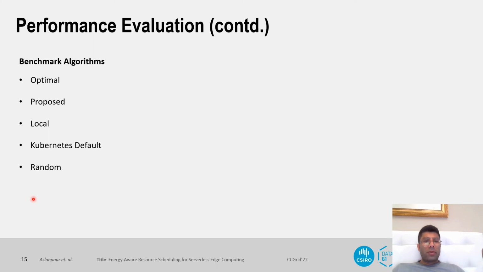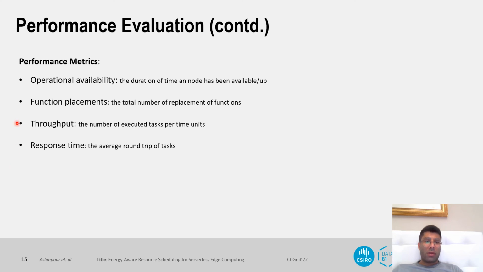The benchmark algorithms include the optimal solution that we just modeled, the proposed algorithm, which is the zone-based algorithm I just demonstrated, the local algorithm, which is a scheduler that always places functions locally, the Kubernetes default, which is the default scheduler of Kubernetes that places functions on nodes based on the node's performance, and random, which is another algorithm that just places functions randomly.